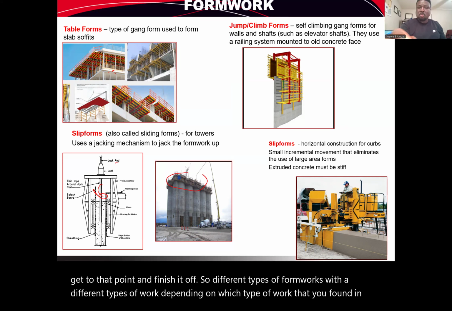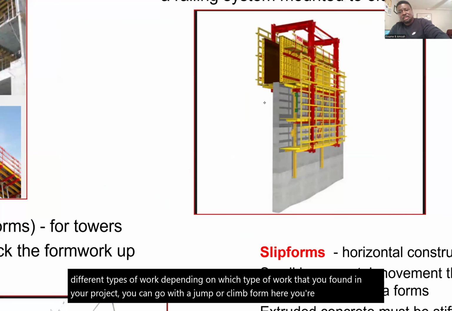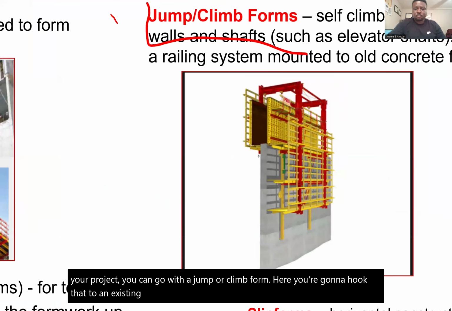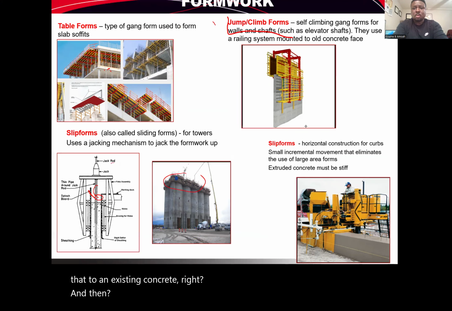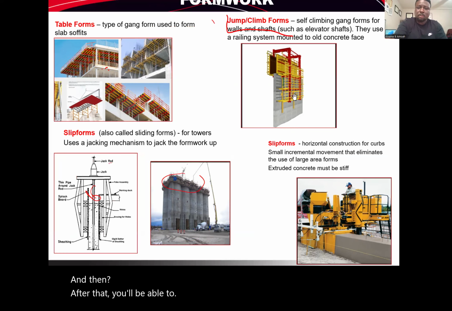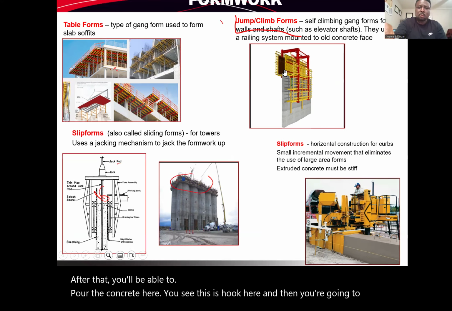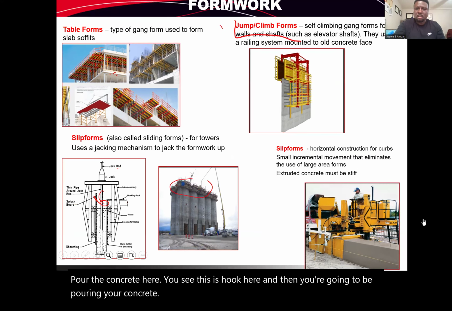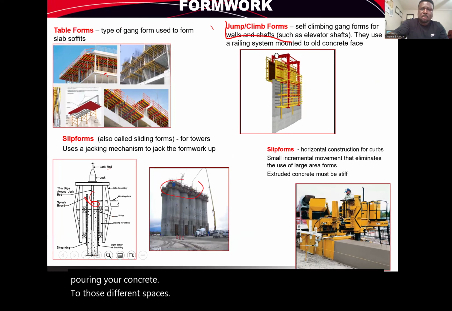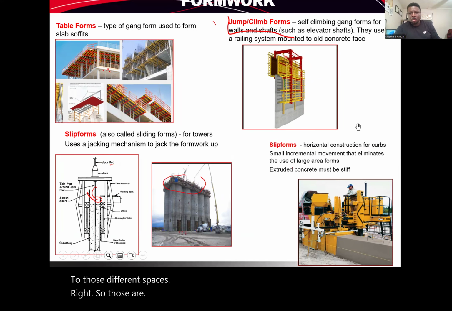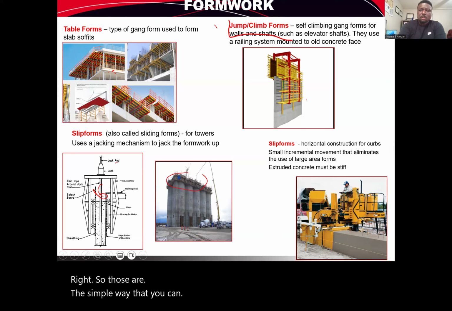You can go with a jump or climb form. Here, you're going to hook that to an existing concrete, right? And then after that, you'll be able to pour the concrete here. You see, this is hooked here, and then you're going to be pouring your concrete into those different spaces, right? So those are the simple ways that you can go about casting with your formwork.